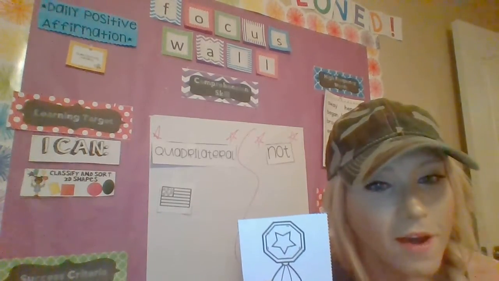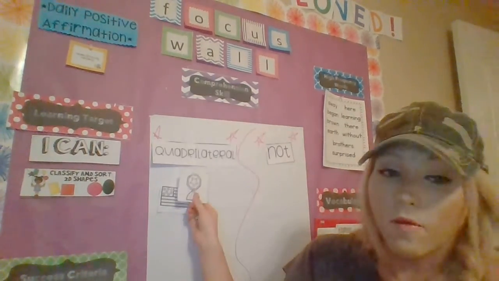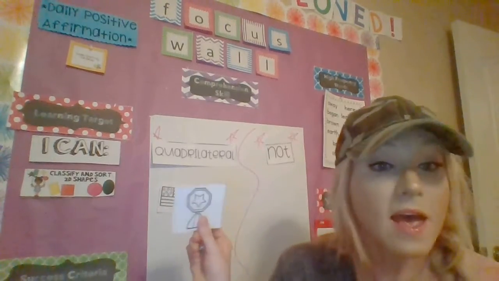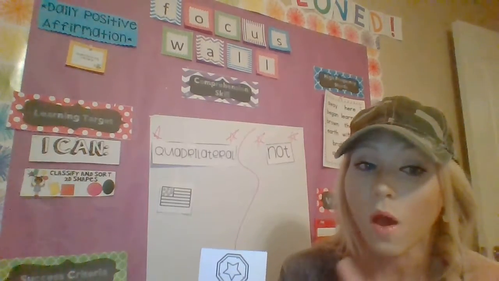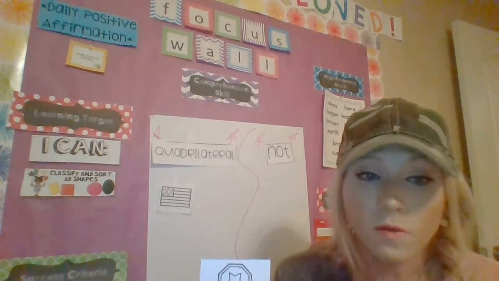Very good. Okay, so let's see if this octagon is a quadrilateral or not. We have to classify it. Well, we need to remember the definition of a quadrilateral. A quadrilateral is any shape that has 4 sides, 4 vertices, 4 angles.